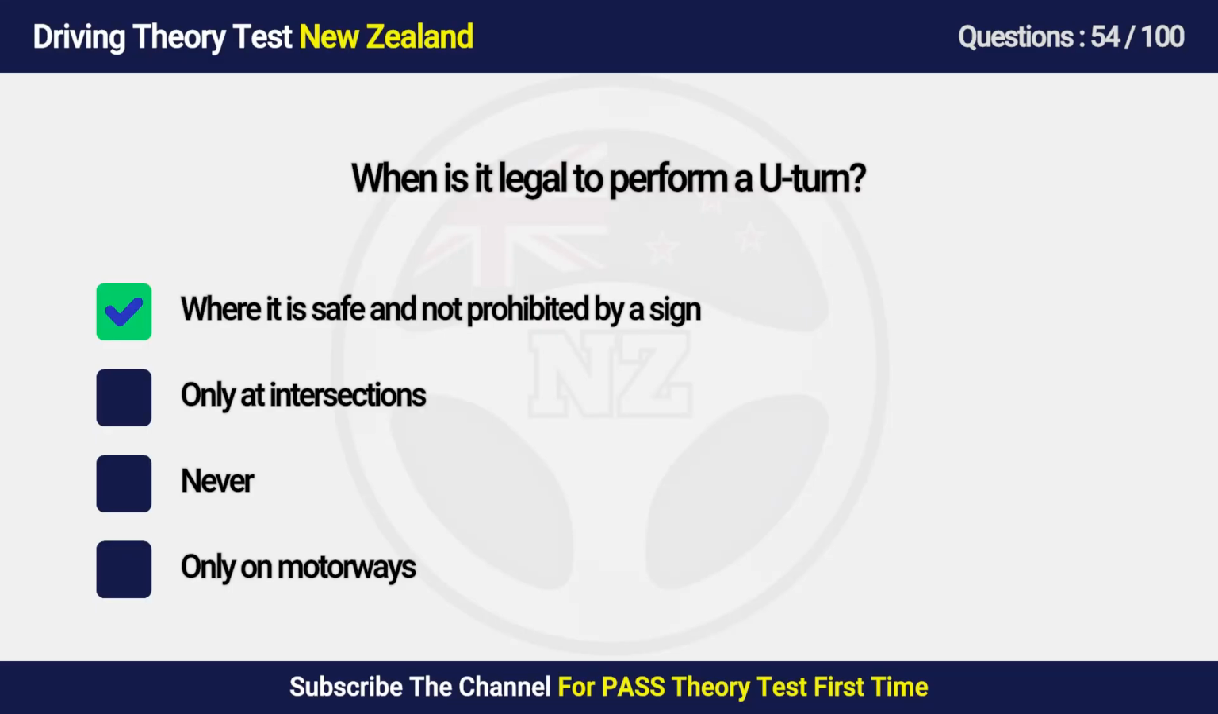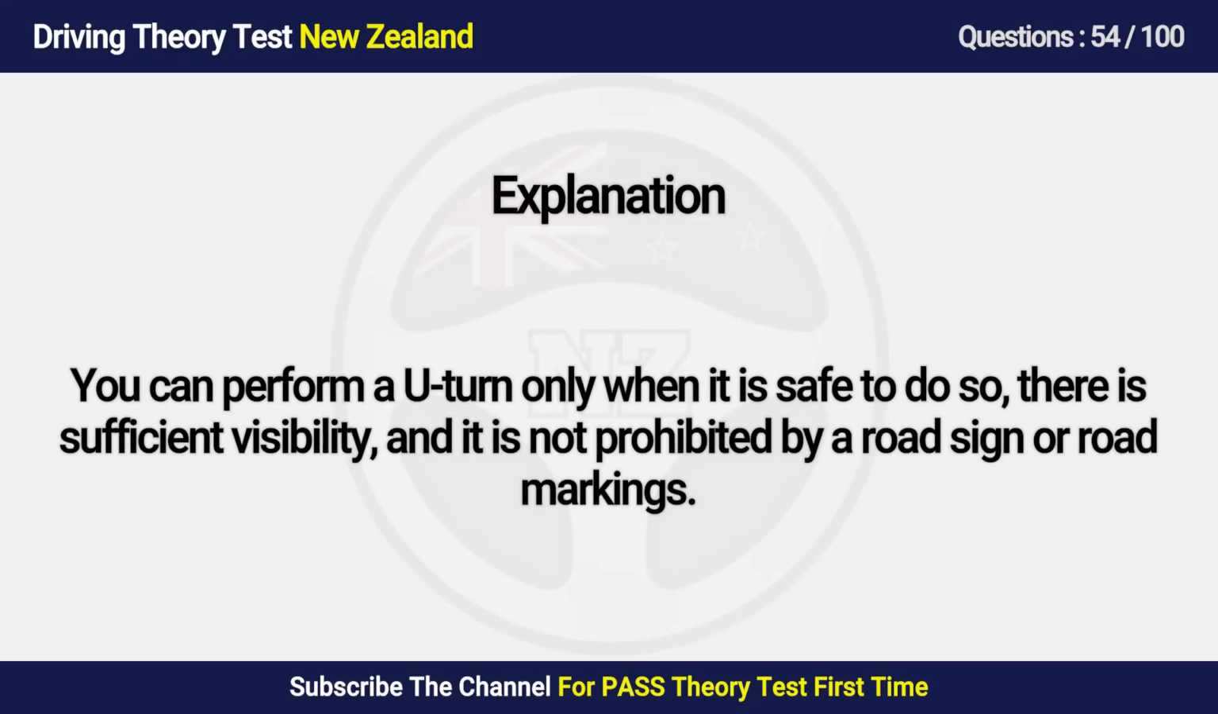Answer is A, where it is safe and not prohibited by a sign. You can perform a U-turn only when it is safe to do so, there is sufficient visibility, and it is not prohibited by a road sign or road markings.